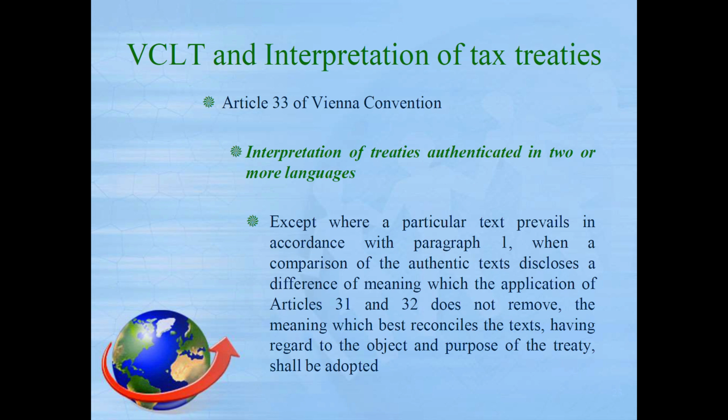When there is any mismatch between the terms in two or more languages, then we need to try to apply Article 31 and Article 32 and remove the differences. Then also if we cannot remove them, the meaning which best reconciles the text, having regard to the object and purpose of the treaty, shall be adopted. So we should try at best to remove the differences while applying Articles 31 and 32. If we can't remove the differences between two languages, then that meaning which best reconciles the text, keeping in mind the object and purpose for which the treaty was drafted, shall be adopted.